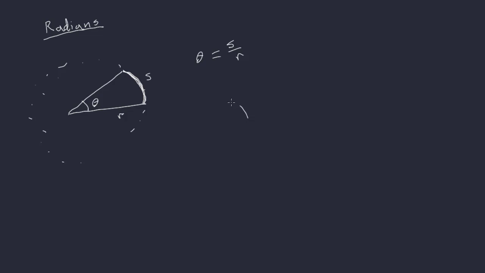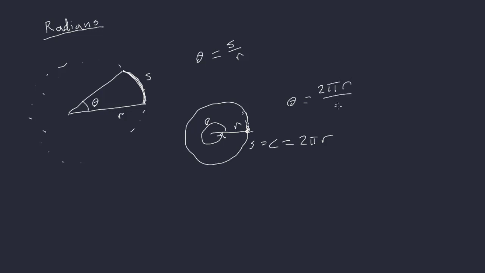So if you think about the full circle, and we have, say, radius R, the value S is going to be the full circumference if we do the full circle. We know that will be the circumference, which is 2 pi R. So theta is going to be 2 pi R divided by R, which is 2 pi radians. So that does line up with what we expect.